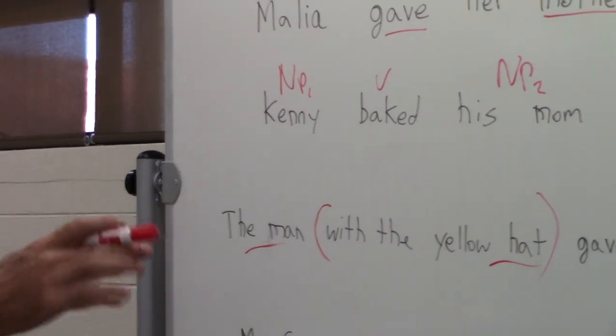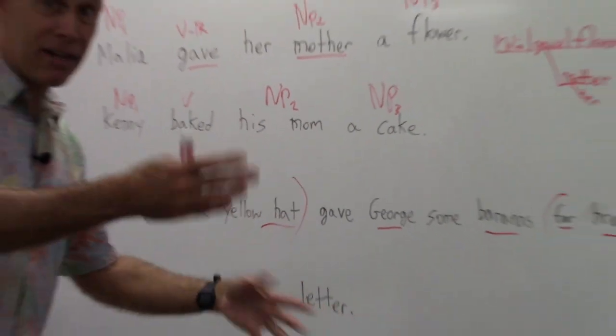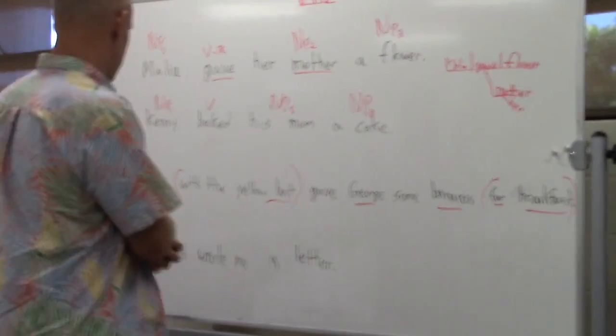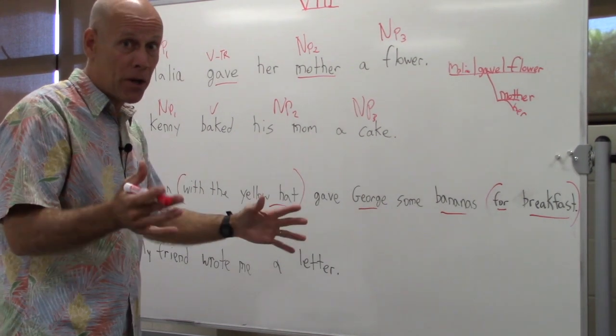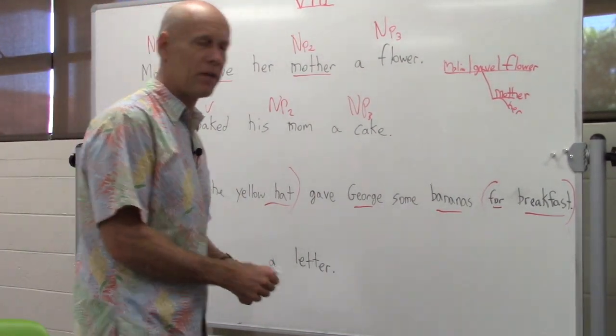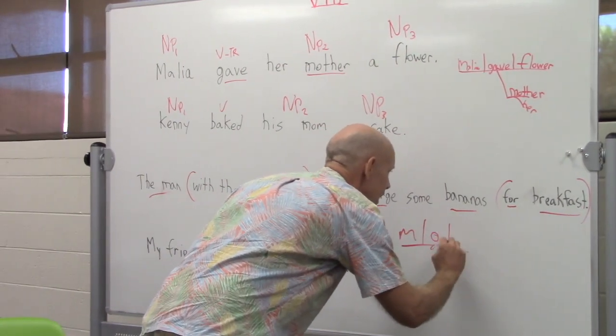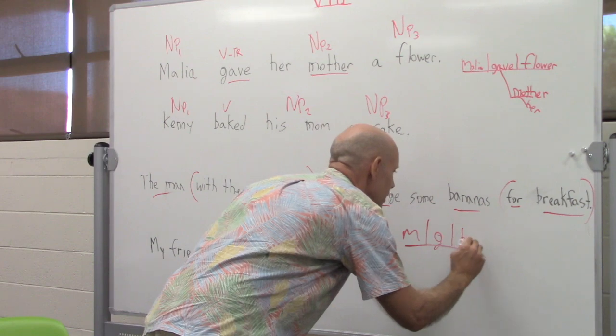Now then we ask where the prepositional phrase is going to go. The man with the yellow hat, is that modifying how he did the giving? No, it's just describing him. Which man are we talking about? What kind of man? So that makes it the adjectival preposition. So the man gave, what, bananas, right?